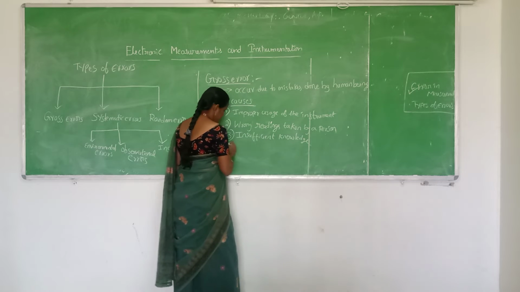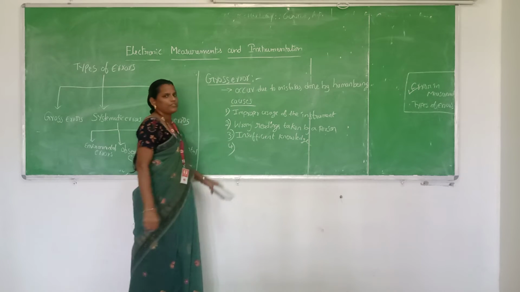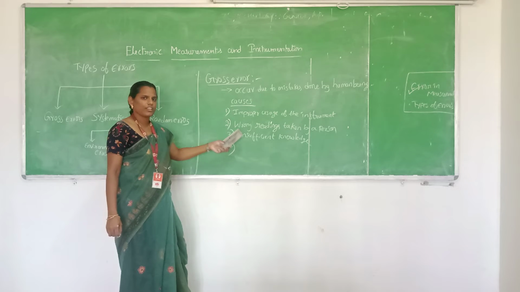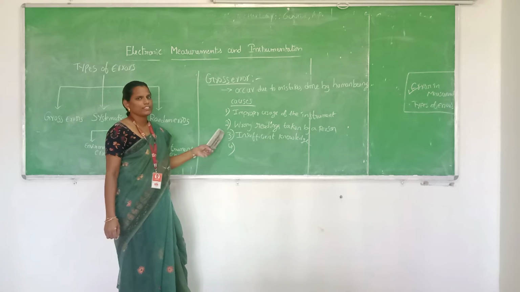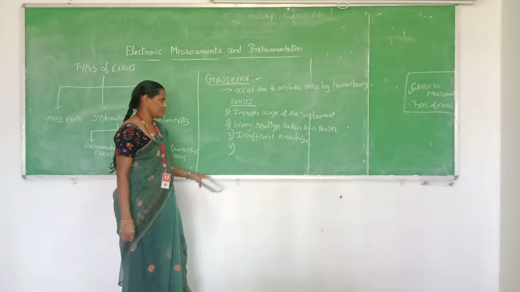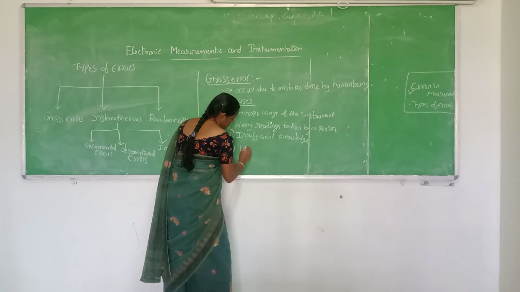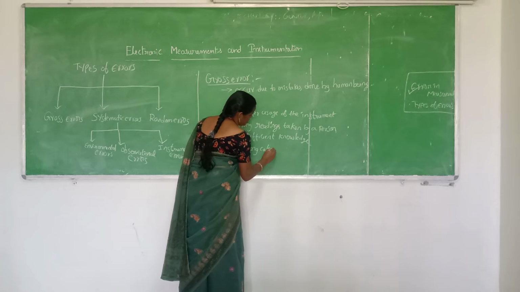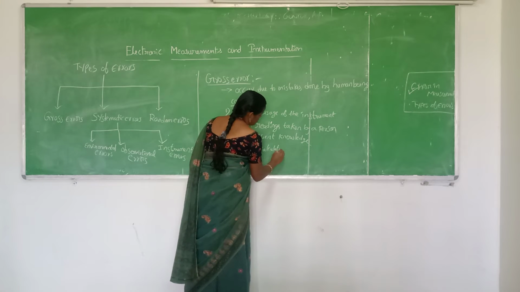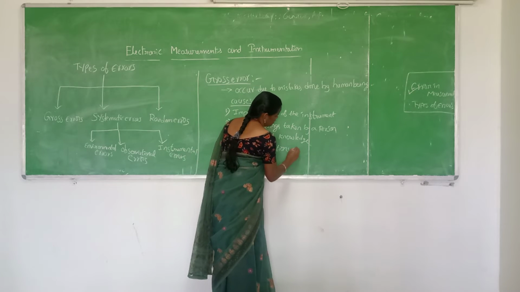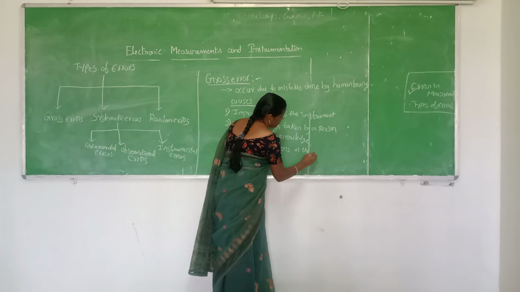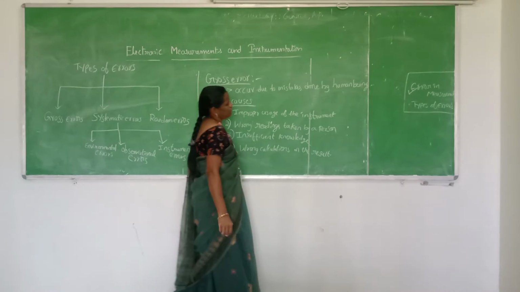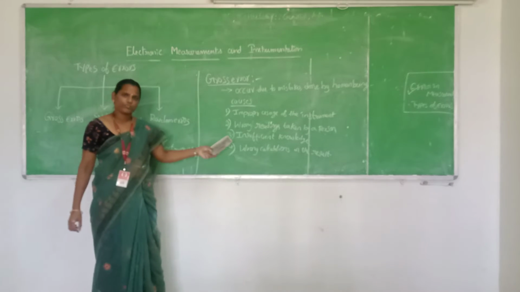And the last one, the fourth one, is if he has insufficient knowledge, then he will be unable to do the correct calculations. Then there will be changes in the results. So, wrong calculations in the result. So these are the four main causes of the gross errors.